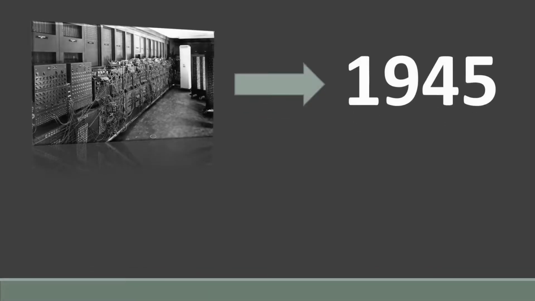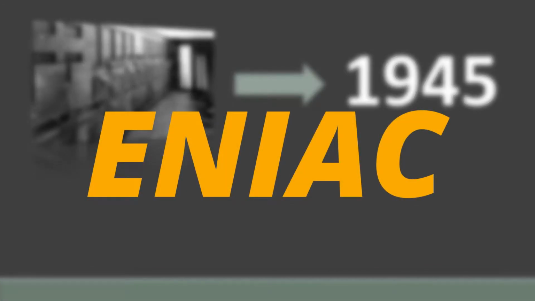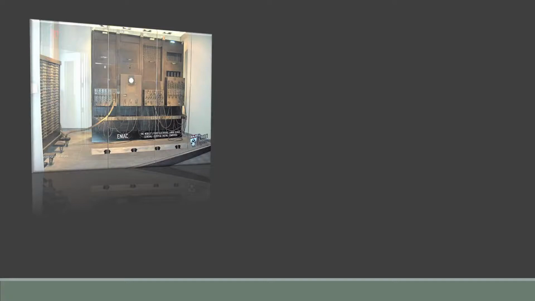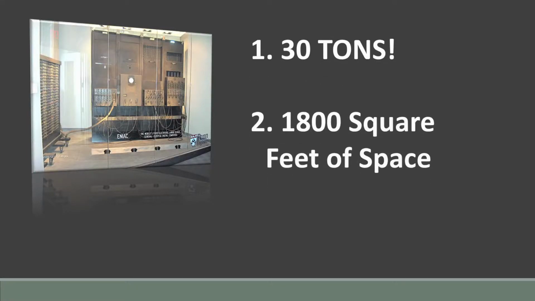Now a little history. The first computer started in 1945 and it was called ENIAC, completed at the University of Pennsylvania. It was actually the first programmable, electronic, and general-purpose digital computer. The weight of this computer is 30 tons, and it took up almost 8,800 square feet of space. So yeah, it is gigantic.